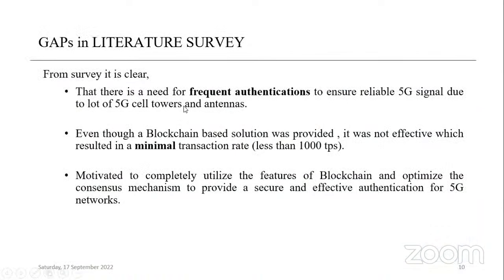These are the gaps that I found in the literature survey. One main thing is there is a need for frequent authentication since there are a lot of 5G cell towers and antennas. That is the first thing. And then the second is, even though a blockchain-based solution was provided, it resulted in a minimal transaction rate, which is less than 1,000 transactions per second. So I was motivated to use the blockchain features, to see how effectively I can use the blockchain features for the betterment of this authentication process of 5G networks.